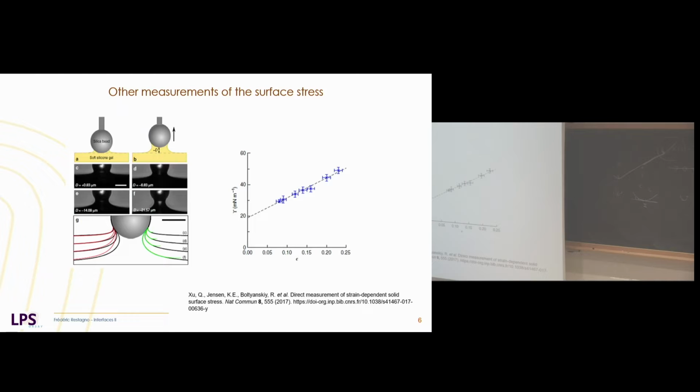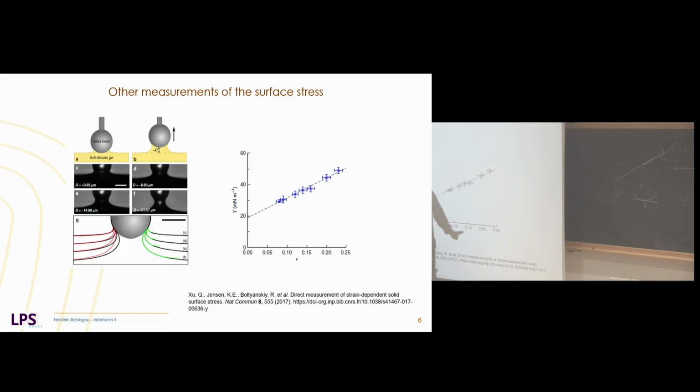And here is the result. So that's the surface stress with respect to the deformation. The deformation goes from 0 to 25%. And what you see here is that they measure a strong effect of the deformation on the total surface stress, which is not exactly the same conclusion as what I've said before. It's a gel. Before it was purely elastomer, and here it's a gel, a swollen gel.